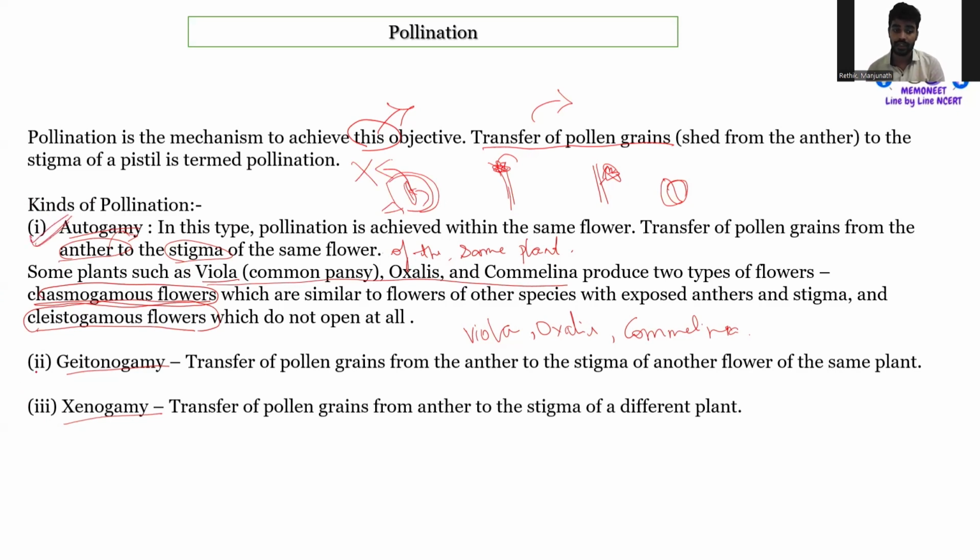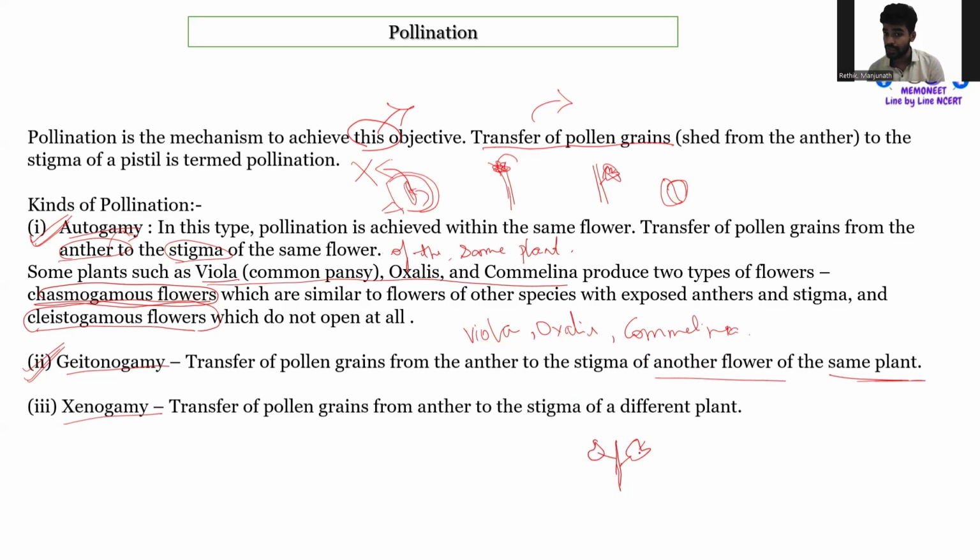So the second one is geitonogamy. What do you mean by geitonogamy? Here there is a transfer of the pollen grains from the anther to the stigma of the same plant, but another flower. For example, you have a plant here. This is the same plant, but there are two flowers. You're getting? So there are two flowers.